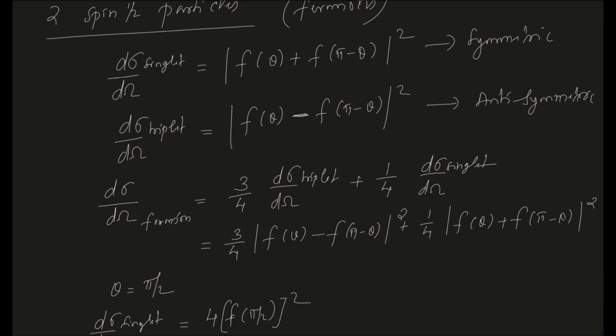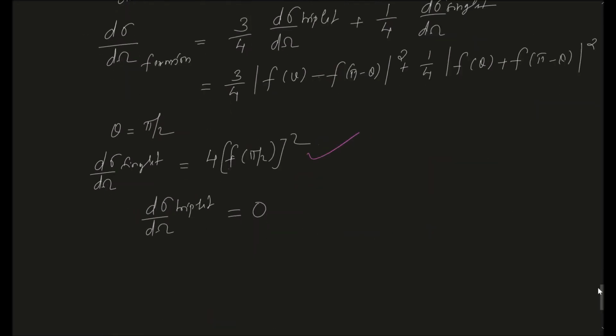So these things you can easily infer from these equations. See, for singlet state, for the angle pi by 2, this is f of pi by 2, and this one is also f of pi by 2. So what you have is 2 times f of pi by 2 modulus square. That will give you 4 times f of pi by 2 square, like this one. Whereas in this case, this is f of pi by 2 minus f of pi by 2. So the scattering amplitude will become 0. So for the triplet case, you can see that this differential scattering cross section will be 0.